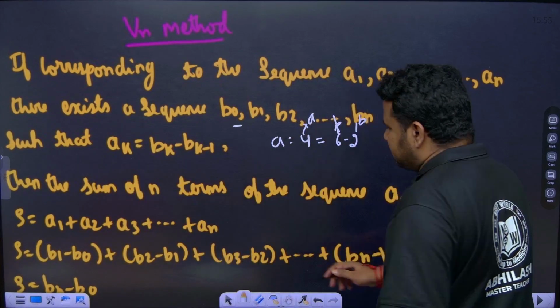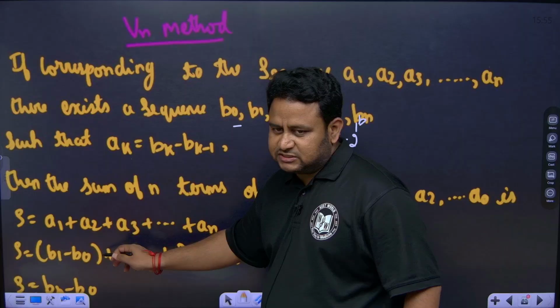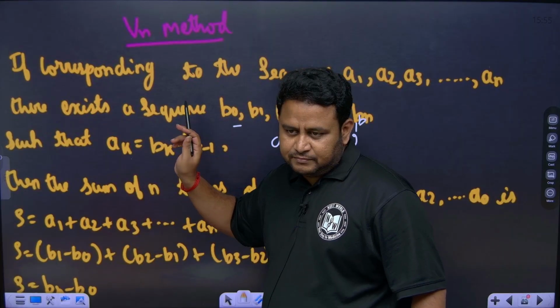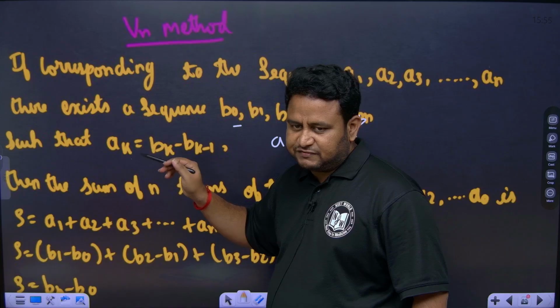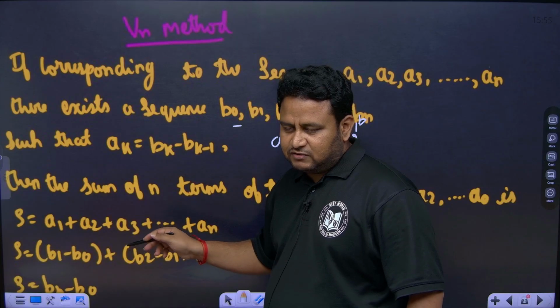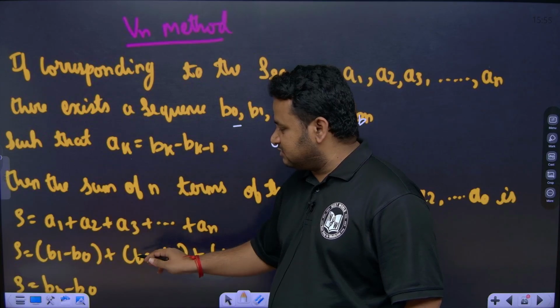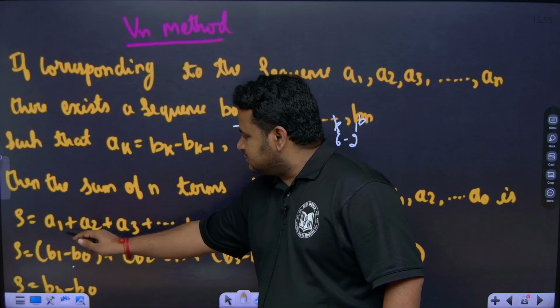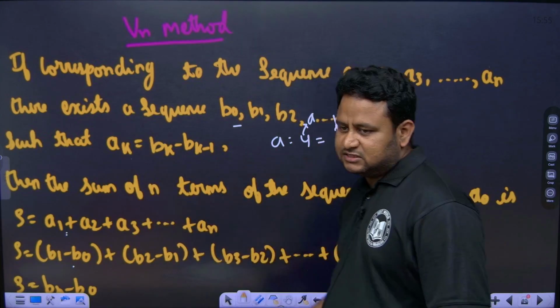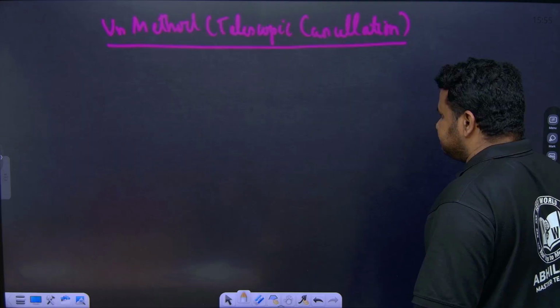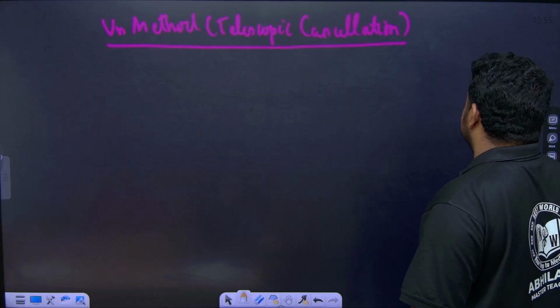This is nothing but what we did. Tan inverse of x minus tan inverse of y. We did, no? Ultimately we got tan inverse of x minus tan inverse of y. When we did tan inverse of (x minus y) by (1 plus xy), we got it as tan inverse of x minus tan inverse of y. That is this sequence, whatever was given in the question. Got it? That is the meaning of telescopic series. Now VN method, telescopic cancellation.